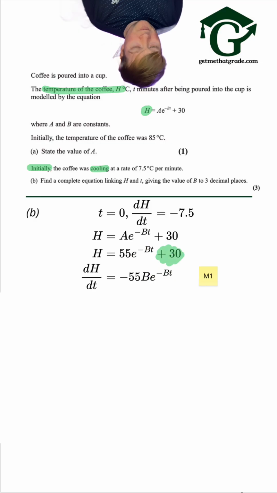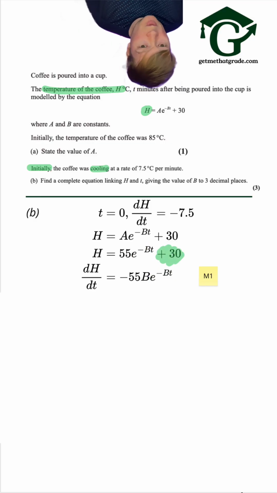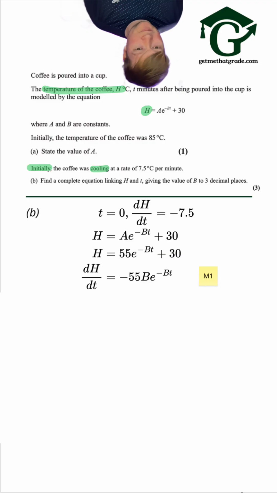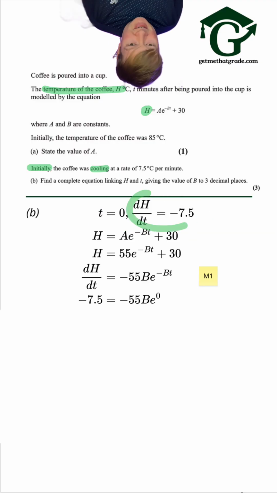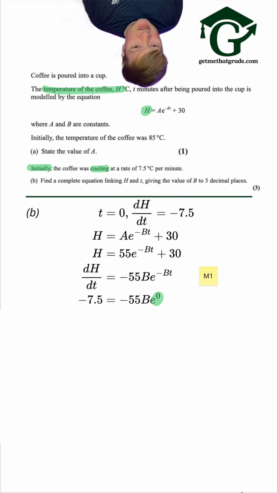What happens to the constant 30? Well, it's a constant. When we differentiate it, we get 0. That's how we get our first method mark. Next, we can substitute in the information we had here. So when dH by dt is negative 7.5, t was equal to 0. So we can replace that in the equation there. Remember, e to the power of 0 is just 1.